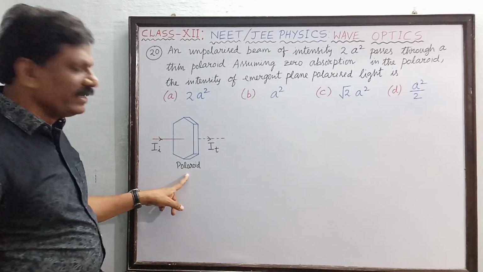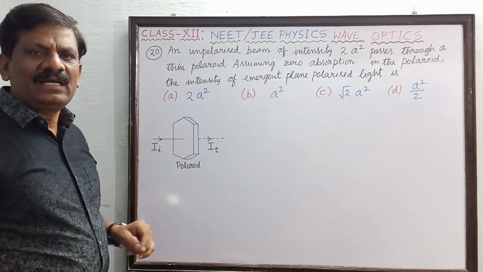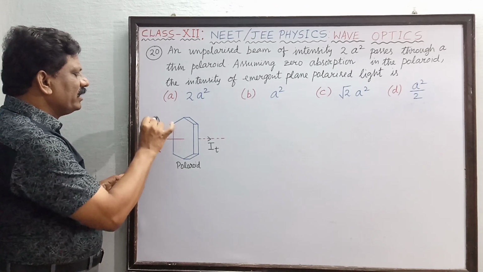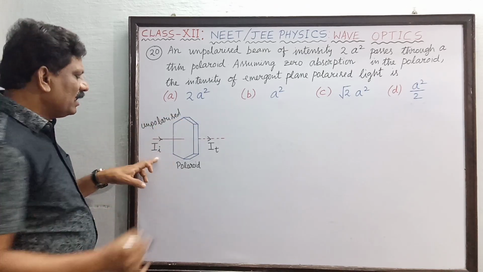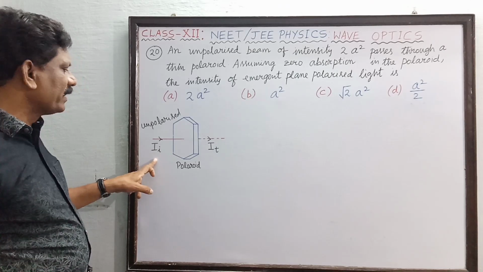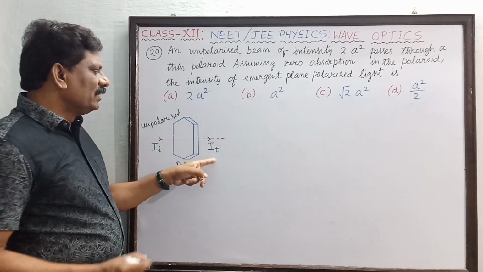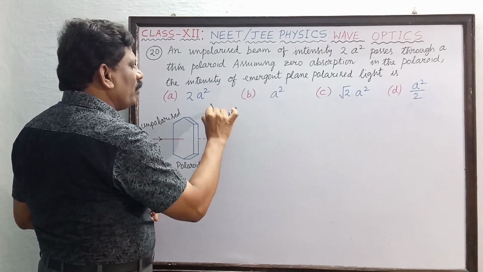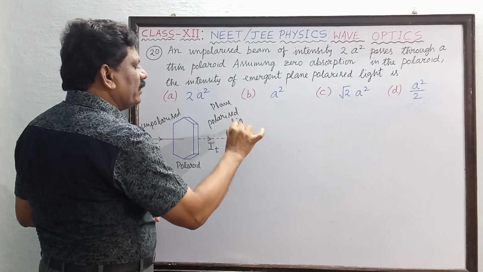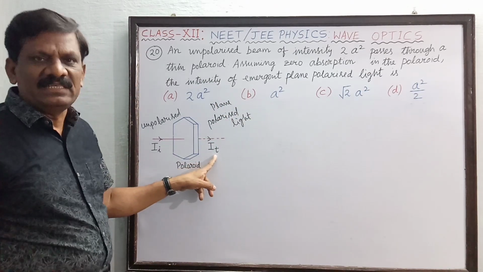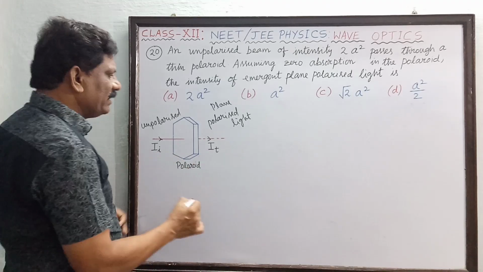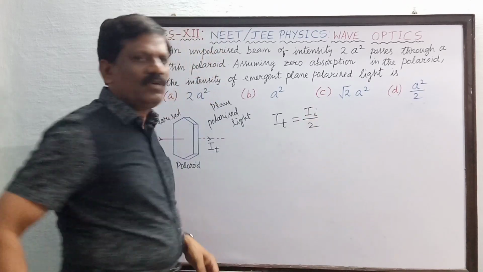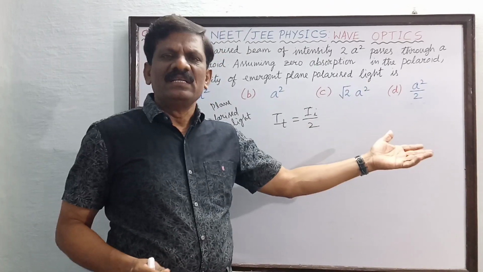You see here students, I have drawn a Polaroid. It polarizes the unpolarized light. So the unpolarized light of intensity I initial, when it passes through the Polaroid, we get polarized light. So what type of light we are getting is plane polarized light. What will be its intensity is I_T, T for transmitted light. It is very direct. I transmitted is equal to I initial by 2. Only 50% of the intensity will be transmitted.